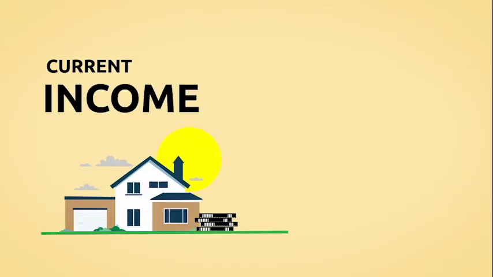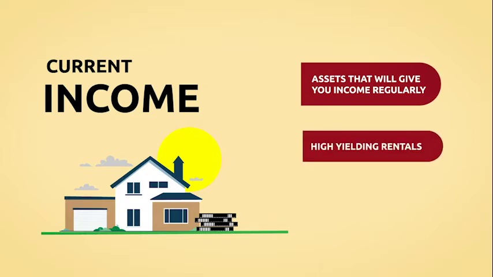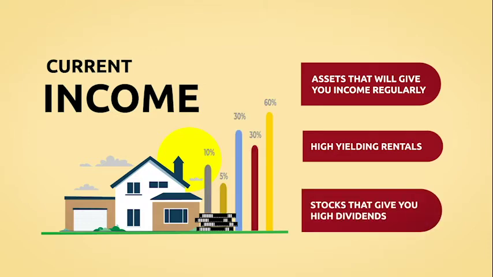For current income, that means you're investing in assets that will give you income regularly. So basically you'll be looking at high yielding rentals, you'll be looking at stocks that give you high dividends.